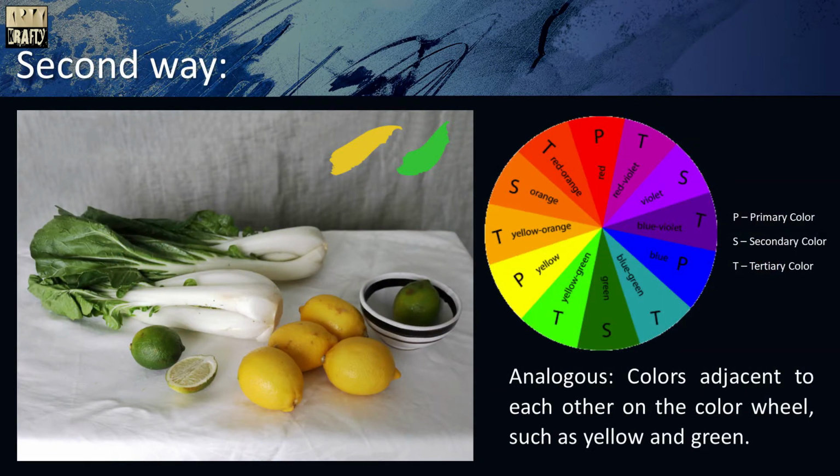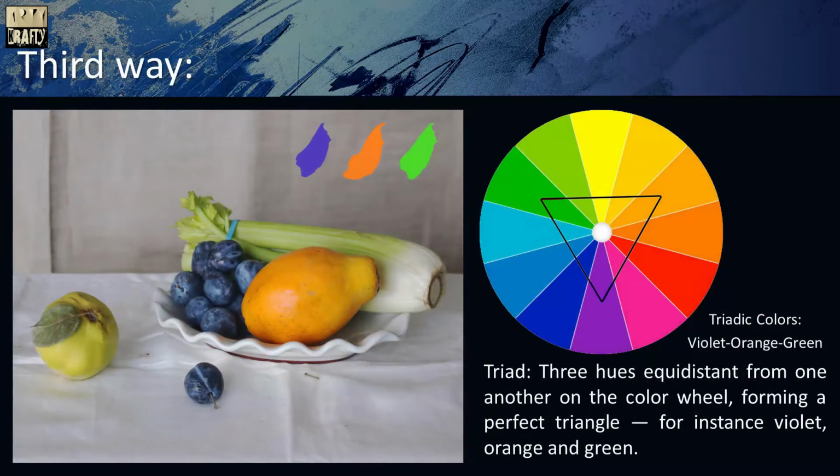The second way of composition is analogous colors: colors adjacent to each other on the color wheel, such as yellow and green. Third way, triad: 3 hues equidistant from one another on the color wheel, forming a perfect triangle, for instance violet, orange and green.